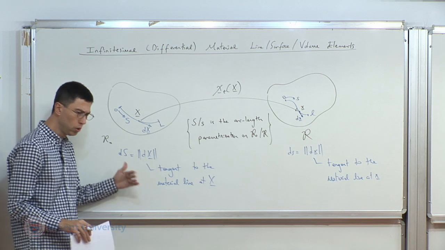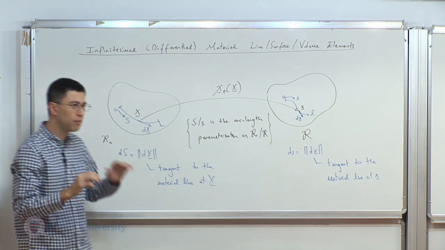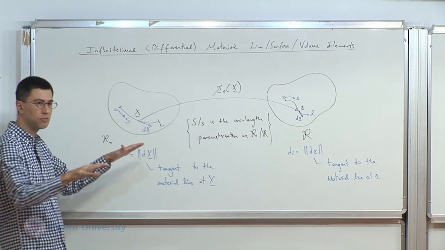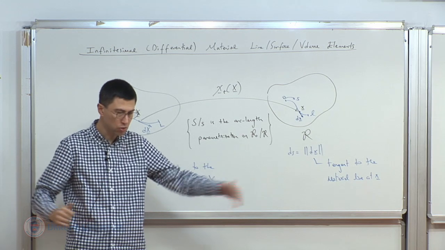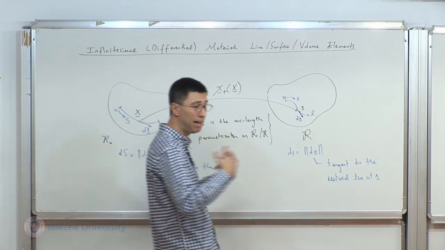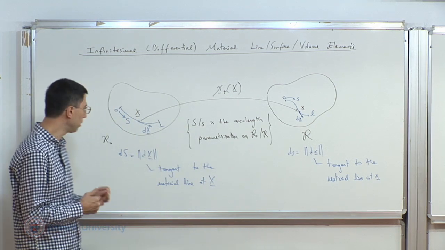Now notice that I'm calling this a material line. Last time I gave an example with a fly flying through a set of sensors. There could be a sensor on the fly, the sensors could be fixed on the surface, or the sensors could move independently of the motion of the fly. The fly in this case represents a material point.